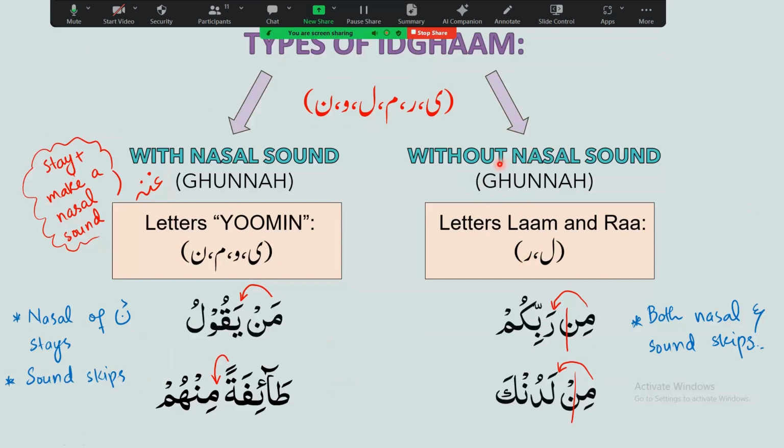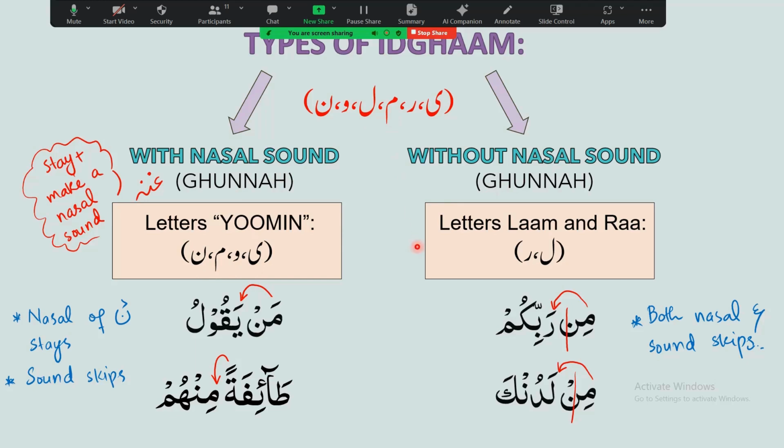The rule which involves these two is named idgham without ghunna. And the rule which has the other four letters, which are ya, waw, mim, noon, is named idgham with ghunna, right? I have written what ghunna means as well. Ghunna means making a nasal sound, and without ghunna means that there will be no nasal sound. So let's see the examples.